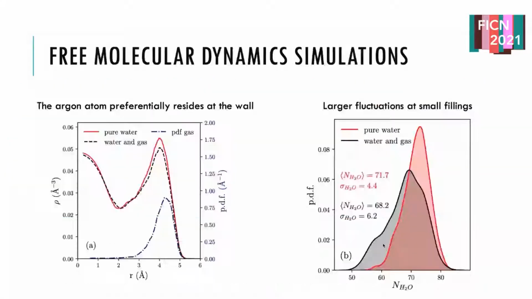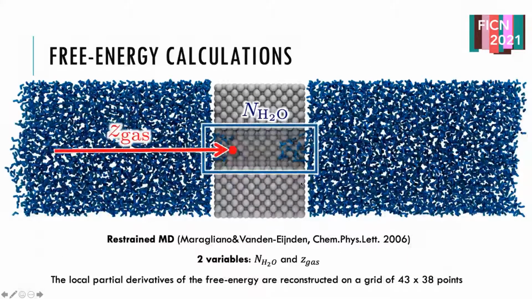We also wanted to characterize the kinetics of the process, and so we performed some free energy calculations. We applied restrained molecular dynamics with two variables. The first variable is the number of water molecules contained in a control region, which is this blue rectangle here, a region enclosing the pore. The second variable is the position of the argon atom along the pore axis, which is this variable.